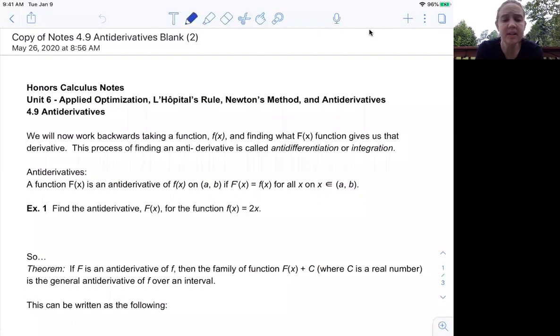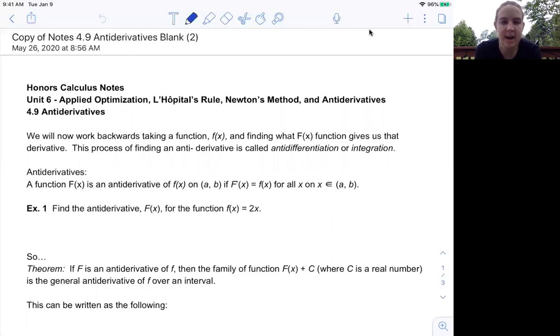We will now work backwards, taking a function f of x and finding what capital F of x function gives us that derivative. And this was from the work backwards worksheet that I had posted earlier. This process of finding an antiderivative is called antidifferentiation or integration. It's really the second piece of calculus 1.